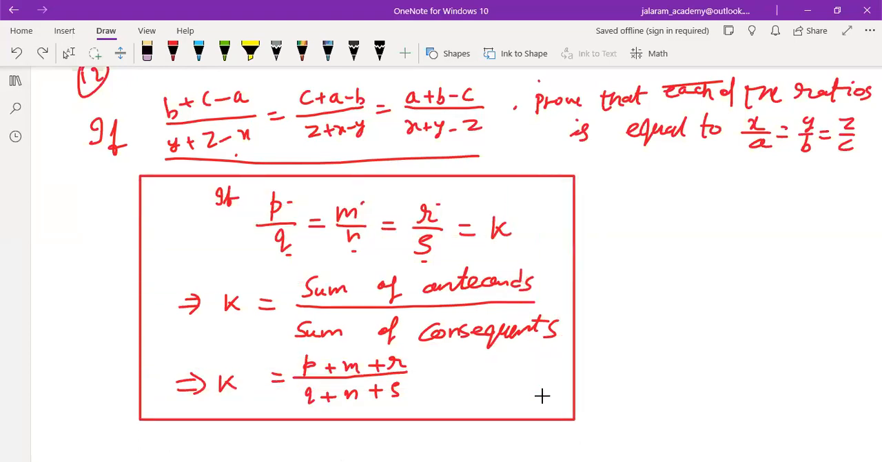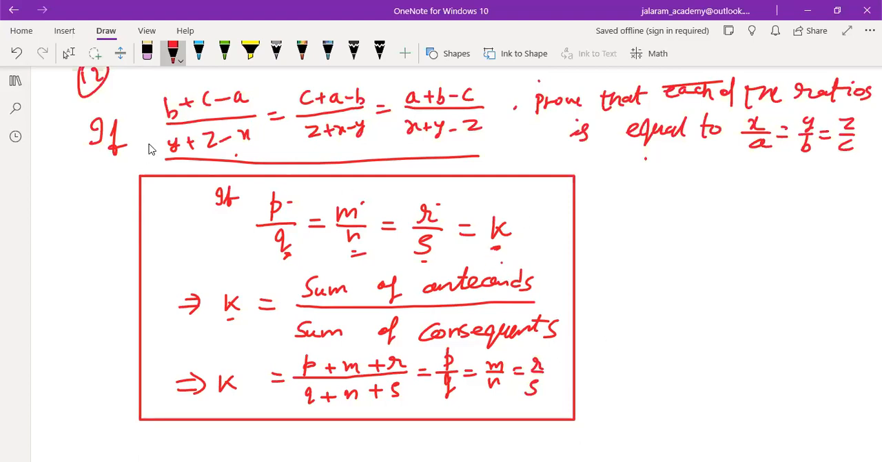Very important property: sum of antecedents upon sum of consequents equals to, what does it mean? We have assumed that k equals p by q, which means (p plus m plus r) upon (q plus n plus s) equals p by q, as k equals p by q, equals m by n as k equals m by n, equals r by s as k equals r by s. So this is also one of the most important properties of ratios.